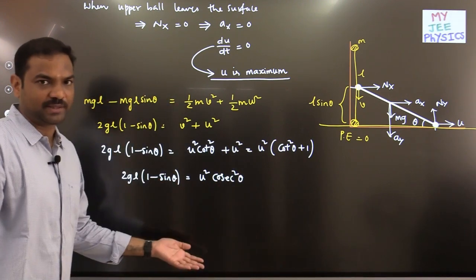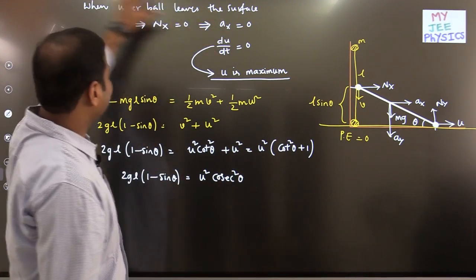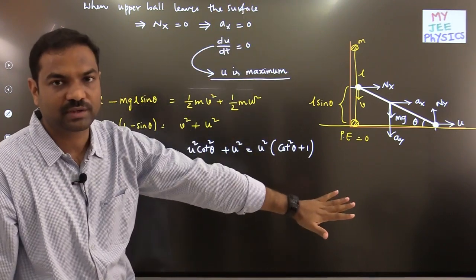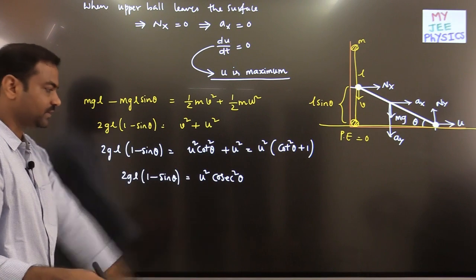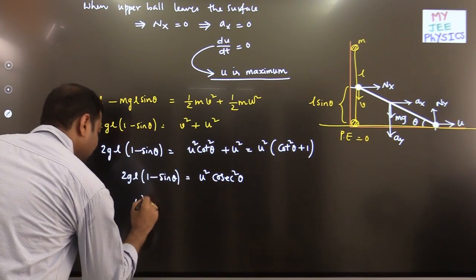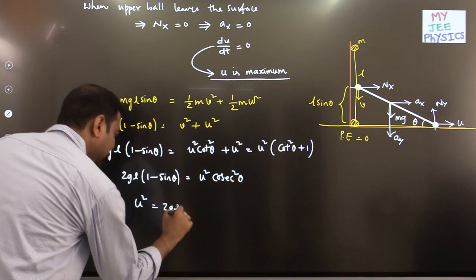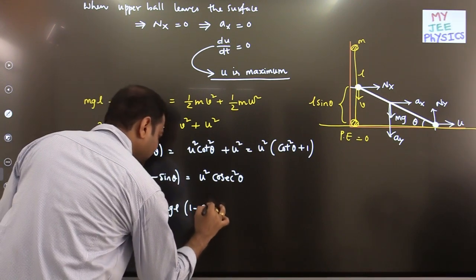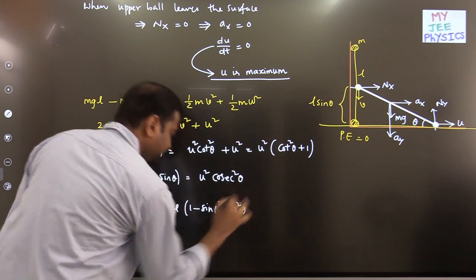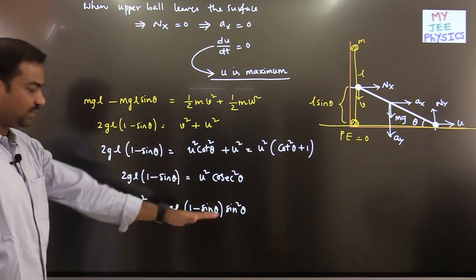So from here it's pure mathematics. This is the logic of the question, the physics of the question. If you understand this, you can solve the question. So cosecant square theta becomes sin square theta in the denominator, then u square is equal to 2gL into 1 minus sin theta into sin square theta. Okay, so I got the u expression.